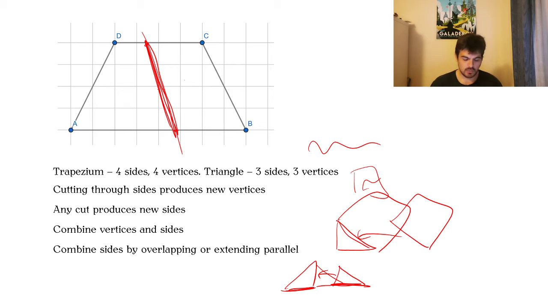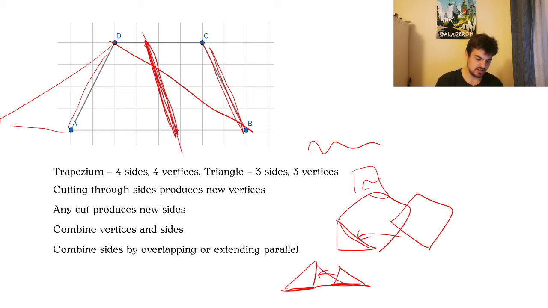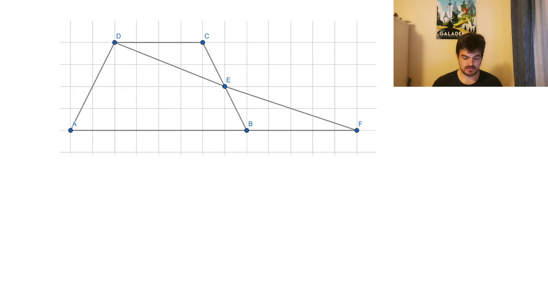Maybe multiple, maybe not. One notable attempt that you might try is cutting like this, right? And that is tempting because the triangle has three vertices and the trapezium has four, so by cutting through two vertices, we're not producing any new vertices. And then we're like, okay, this thing fits here. But the problem is that we would need to flip it to put it here, and we are not really allowed to flip things. So we might think that works, but actually this triangle is a mirror image of this triangle, so this doesn't work. There's a different way, which looks like this.